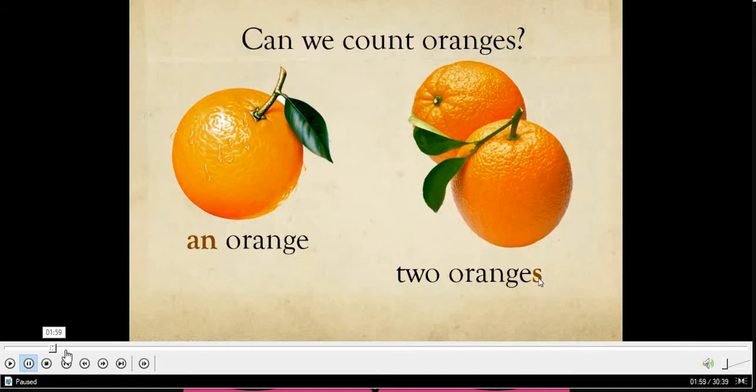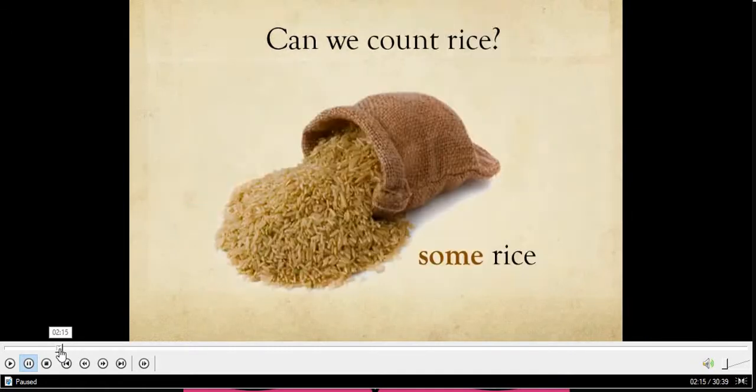But look here. When you say rice, try to add a. Can you say a rice? No. Okay. Can you make it plural by saying rices? No. Can you add a number like saying I have 2 rices? Definitely no. So rice is an uncountable noun.